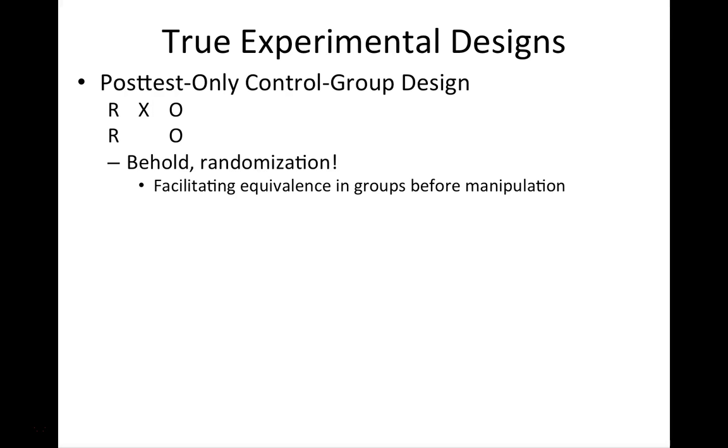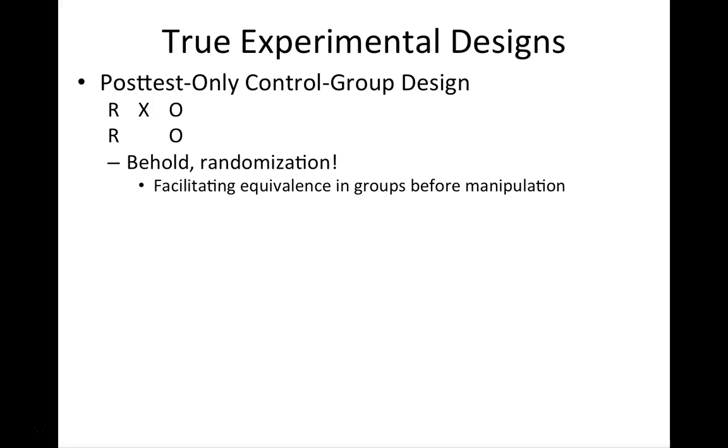So there are a ton of true experimental designs. We'll talk about the ones that your book talks about, but just know that there are a lot of these, and there are entire textbooks written about them. So, a post-test only control group design. This is what this looks like, and this is straight from your book. So this is, behold, randomization.